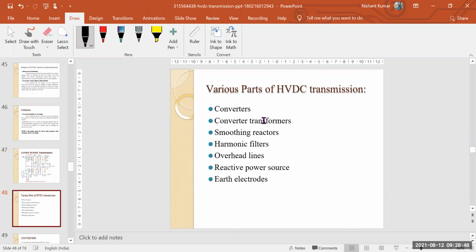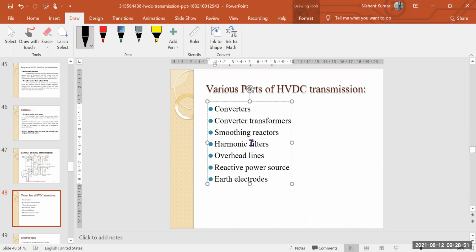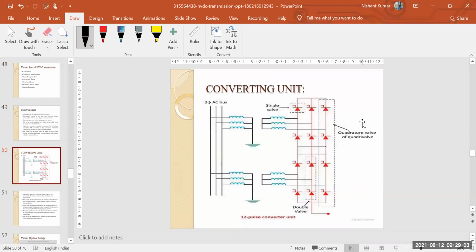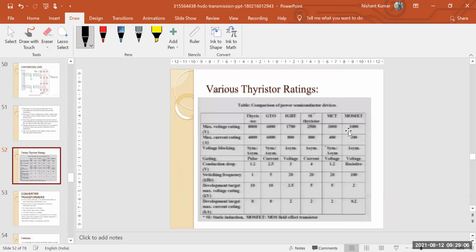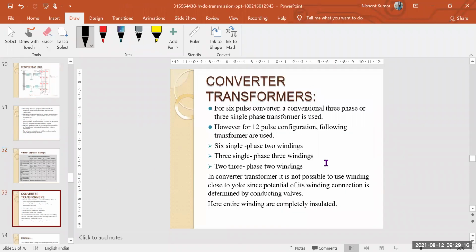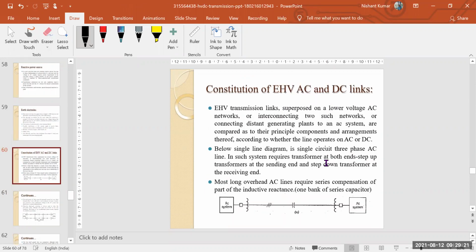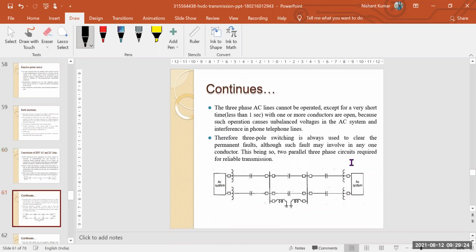Various parts of HVDC: converters, converter transformers, smoothing reactor, that is what was written over there, DC reactors, harmonic filters, overhead lines, reactive power source, and electrodes. Converters are the converting unit, using thyristor, IGBT, as well as MCT and MOSFET. So this is converter, transformer, smoothing reactors, harmonic filters. You will get more than sufficient material in this.